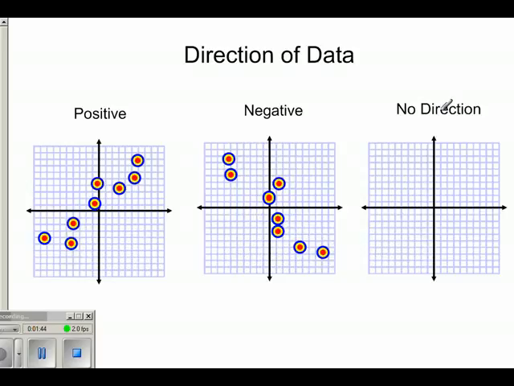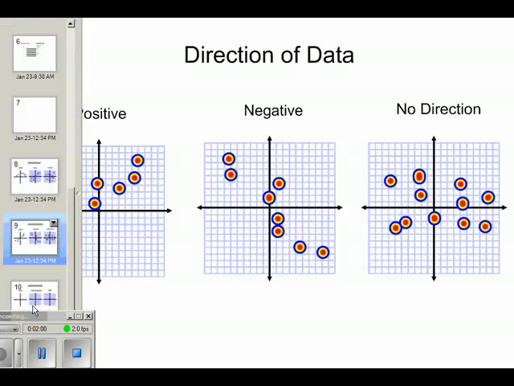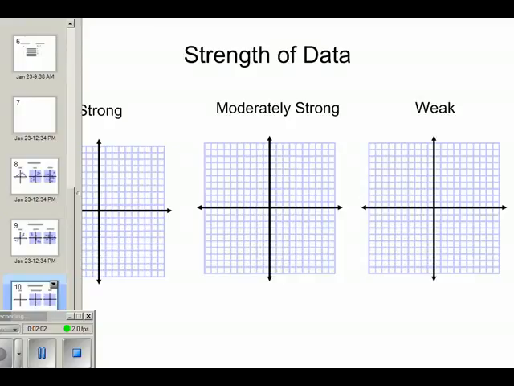No direction is like no form. I can't even tell what's going on with my data. My data points are all over the place. It's not really going uphill or downhill. I can't tell what direction it's headed. It's just like it's got no form. So we talk about form, talk about direction, and let's then talk about strength.